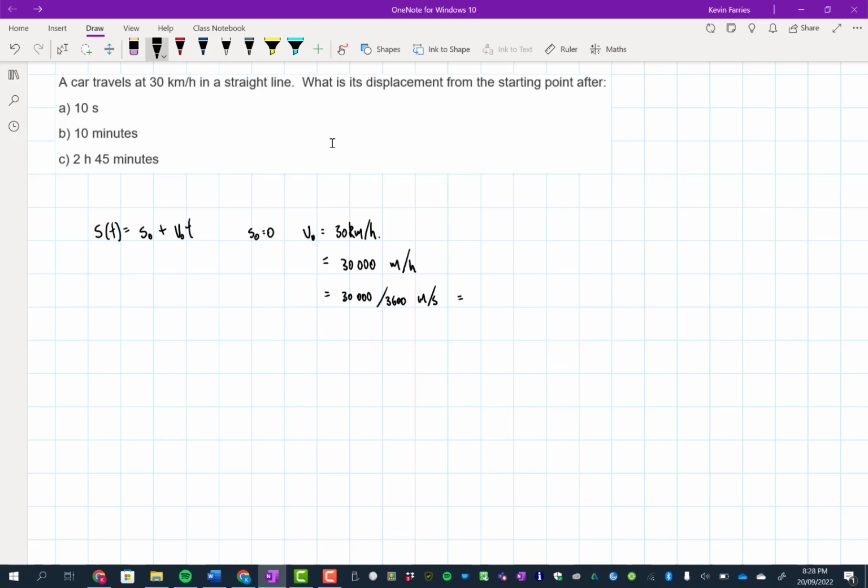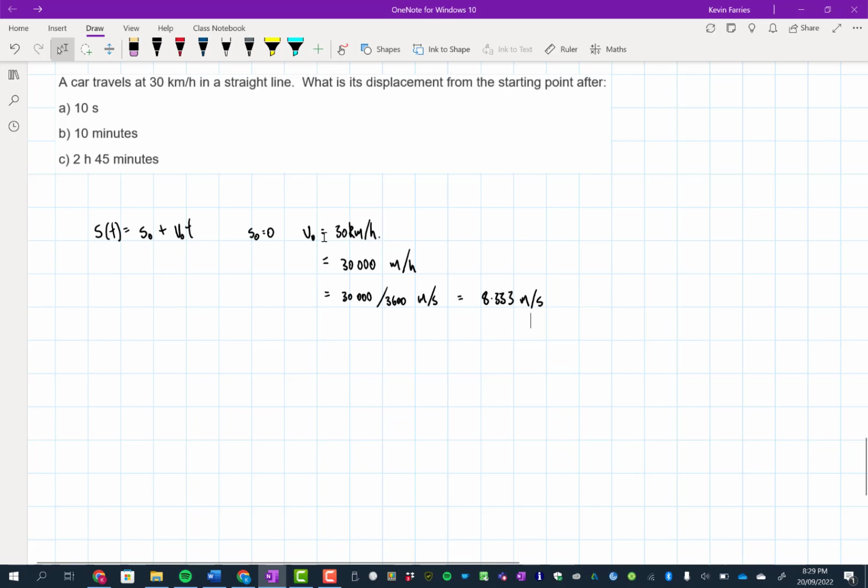And so that's going to be 30,000 divided by 3,600, which equals 8.33 meters per second. Let's just do 4 significant figures if we're going to use it again, meters per second.